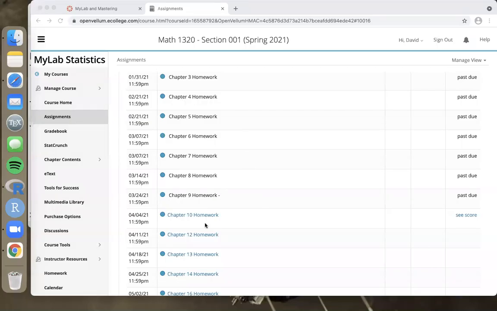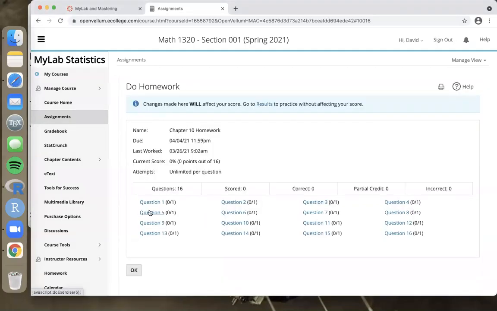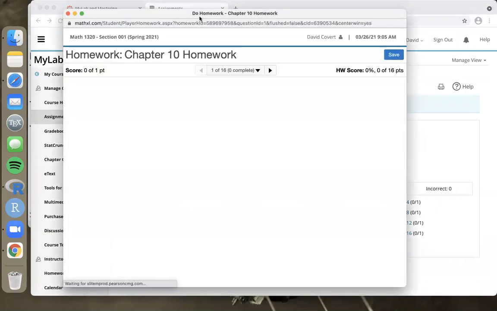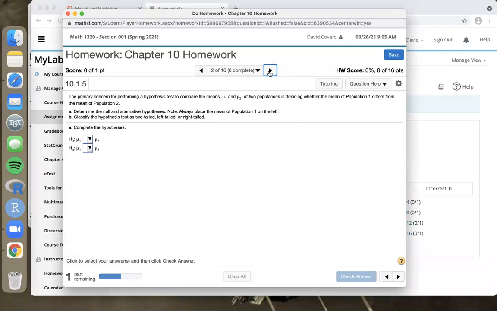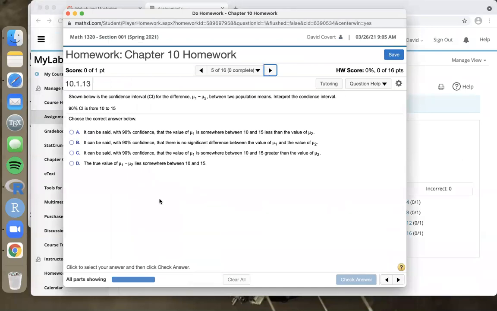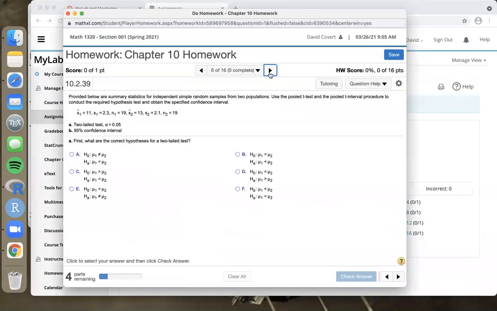So I thought what we could do is walk through some of the chapter 10 homework, and I'll show you how to do this stuff with R. But let's actually get to some of the actual statistics here. So the first few questions are multiple choice.